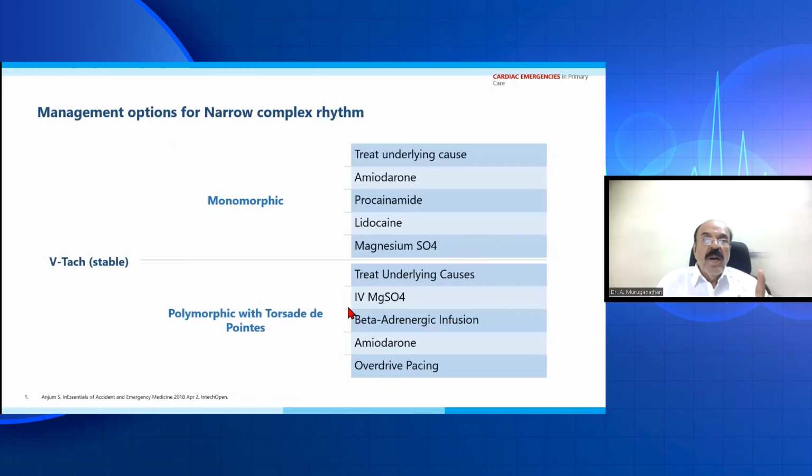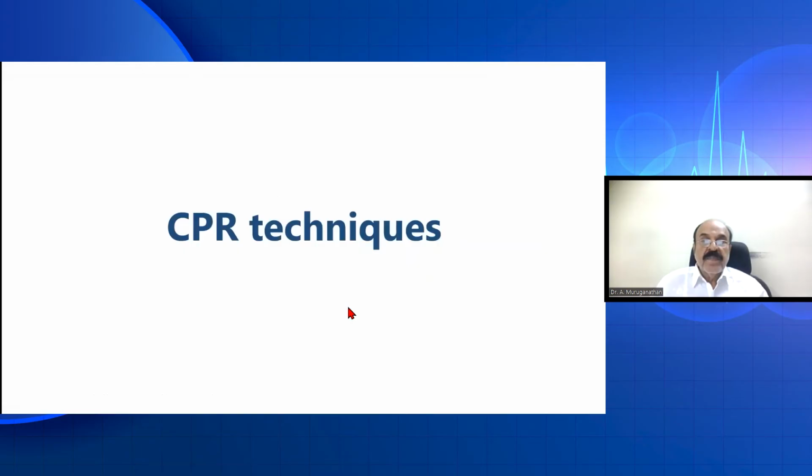Management options for wide complex tachycardia. It is a monomorphic tachycardia or polymorphic with torsades de pointes. For monomorphic, you treat the underlying cause, with amiodarone, procainamide, lidocaine, magnesium sulfate. For polymorphic torsades de pointes, IV magnesium sulfate, beta-adrenergic infusion, amiodarone, and overdrive pacing.